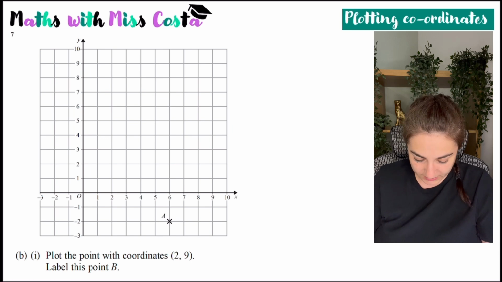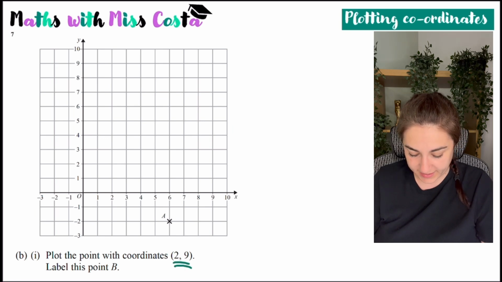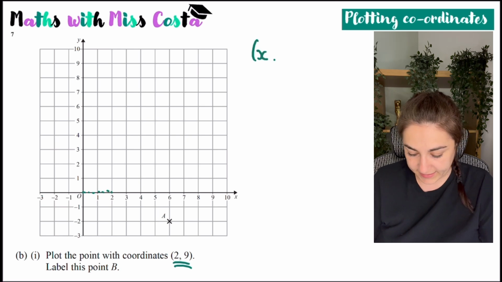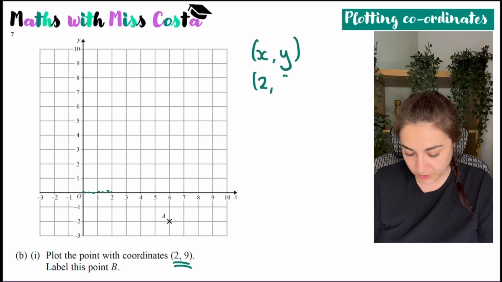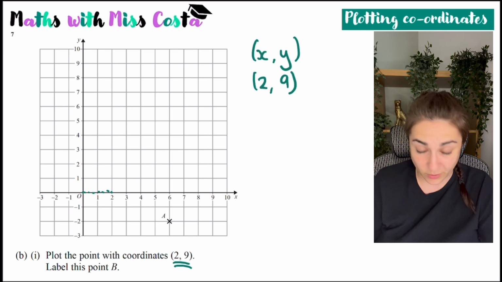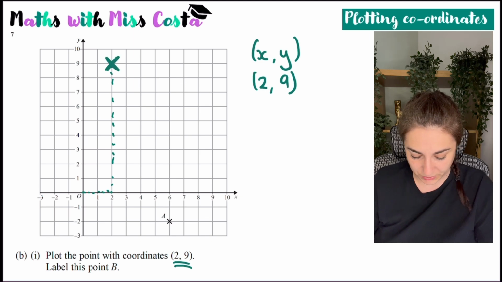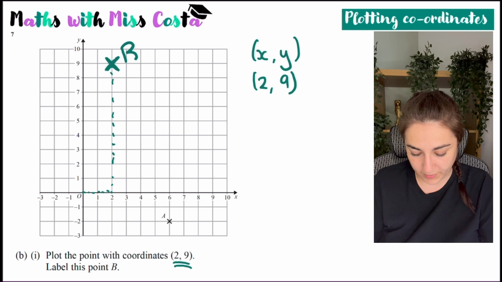Next, I need to plot the point with the coordinates 2, 9. So again, I go along the corridor to 2. So the X coordinate is 2, the Y coordinate is 9. So along the corridor to 2, and then up the stairs to 9. So I'd plot it here at 2, 9, and label this point B.